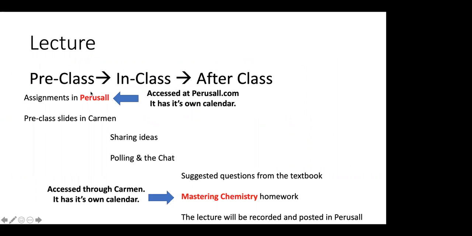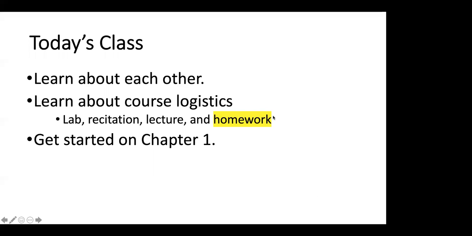Now, a couple different ideas here that I mentioned. This idea of Perusall and Mastering Chemistry. Mastering Chemistry is our homework system that you access through Carmen. When you get into Mastering Chemistry, you'll see that it has its own calendar, its own schedule. Perusall is accessed through perusall.com. It also has its own calendar. I'm pointing this out because both of these features are not going to show up on your Carmen to-do list. They're both outside of that Carmen schedule. I'm not syncing them with that. So you need to be aware in both cases of assignments that are showing up there. But I think you're going to be able to handle that. Both of those are pertaining to the homework.